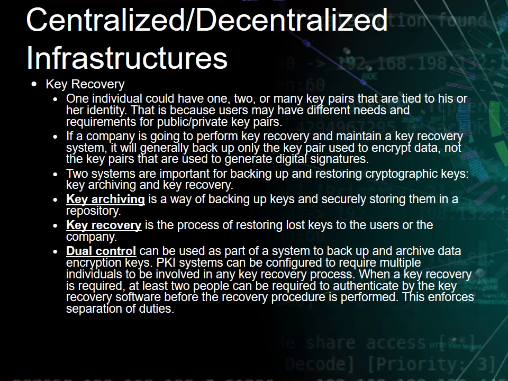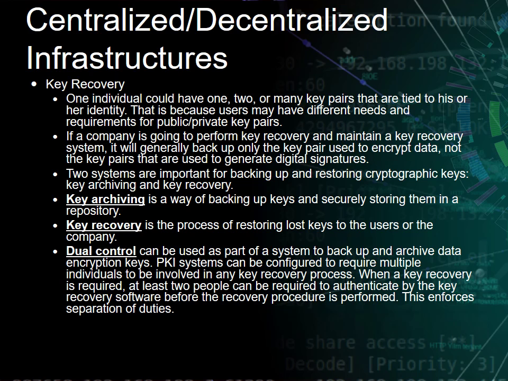If a company is going to perform key recovery and maintain a key recovery system, it will generally back up only the key pair used to encrypt data, not the key pairs that are used to generate digital signatures. Two systems are important for backing up and restoring cryptographic keys: key archiving and key recovery. Key archiving is a way of backing up keys and securely storing them in a repository. And then key recovery is the process of restoring the lost key to the users or the company.